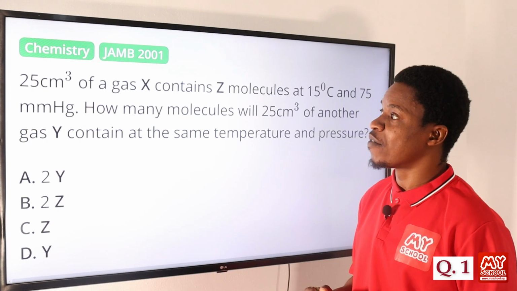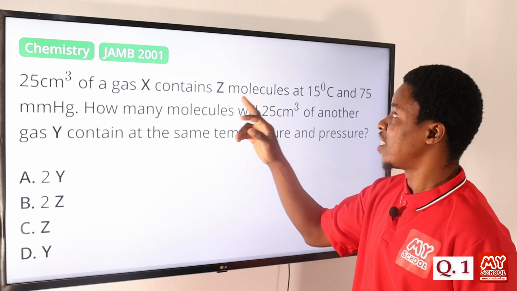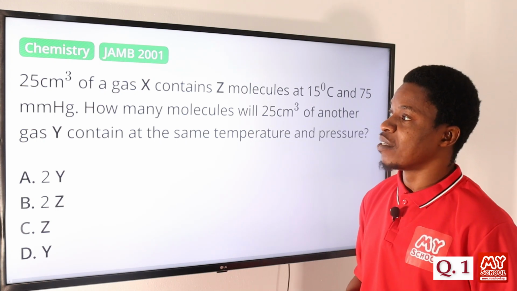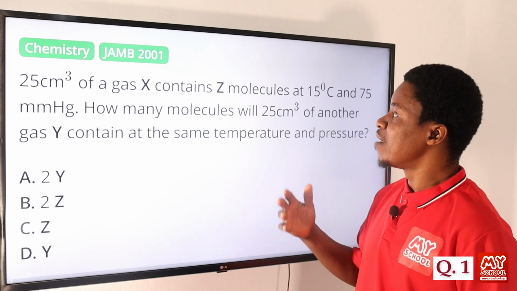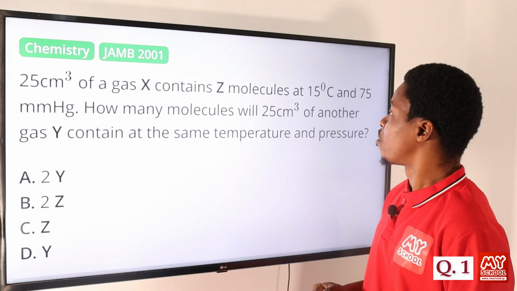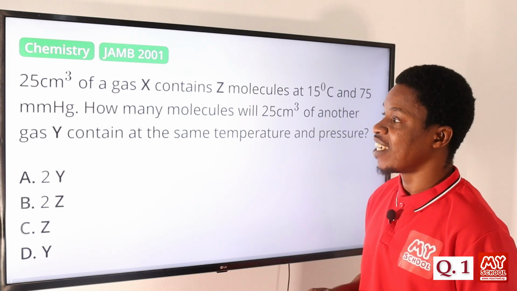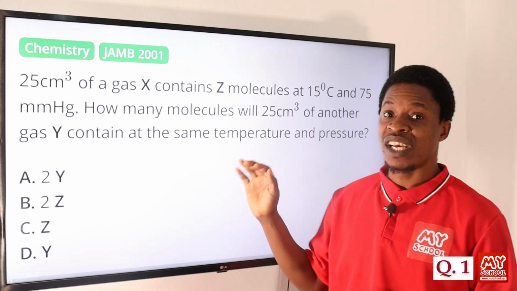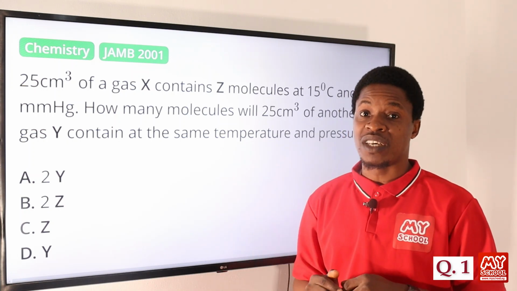25 cm cube of a gas X contains Z molecules at 15 degrees Celsius and 75 millimeter mercury. How many molecules will 25 cm cube of another gas Y contain at the same temperature and pressure? This is just Avogadro's law, okay? And what does it say?